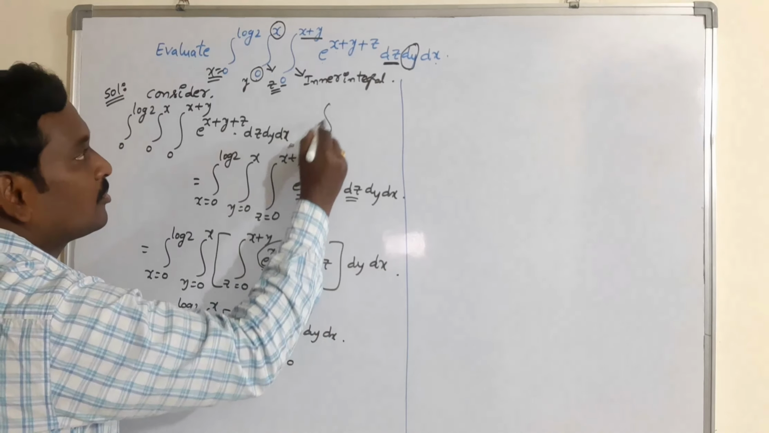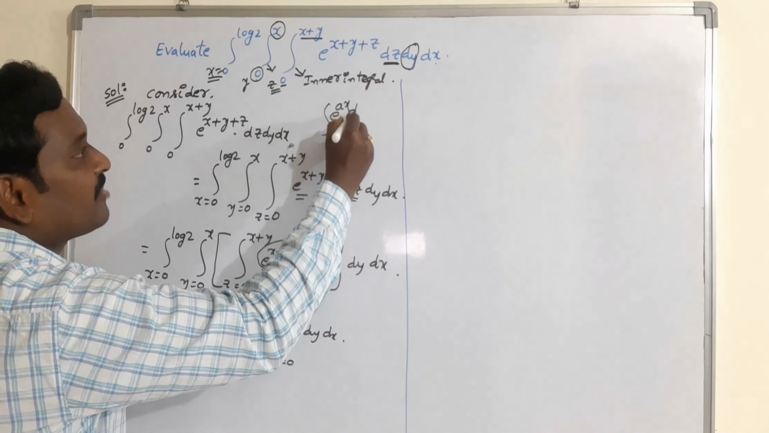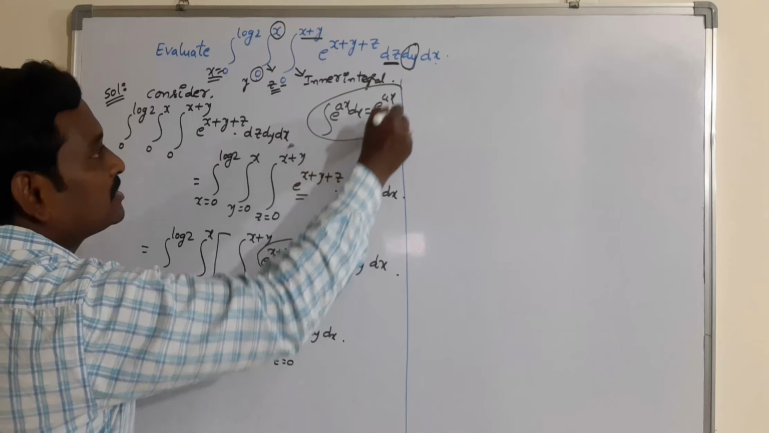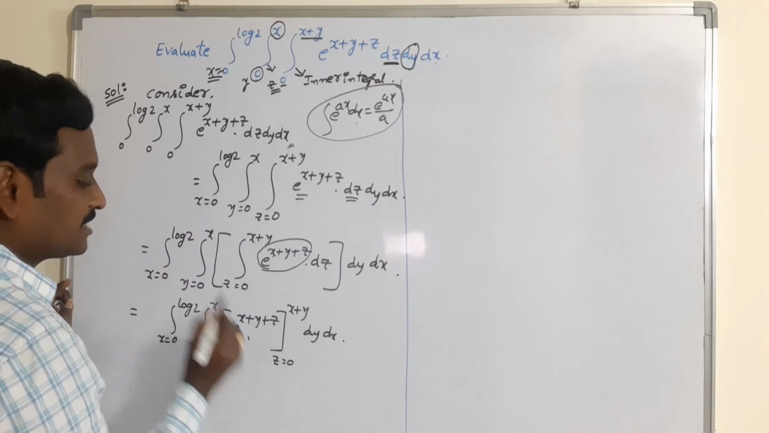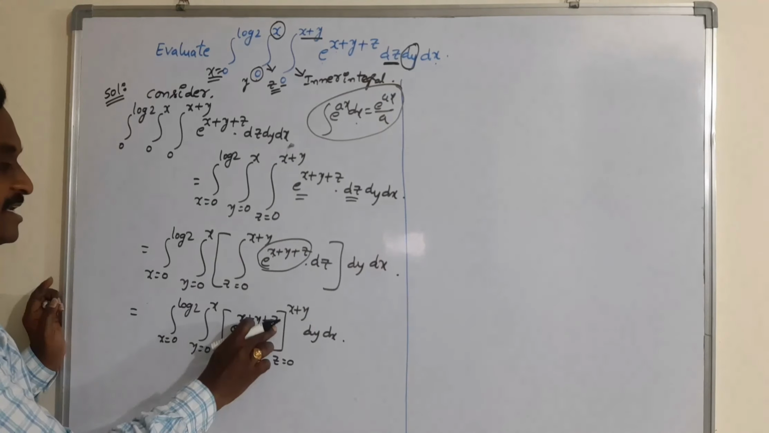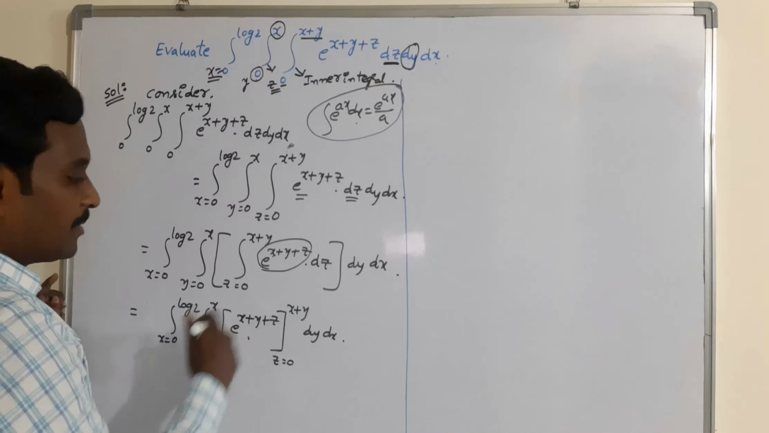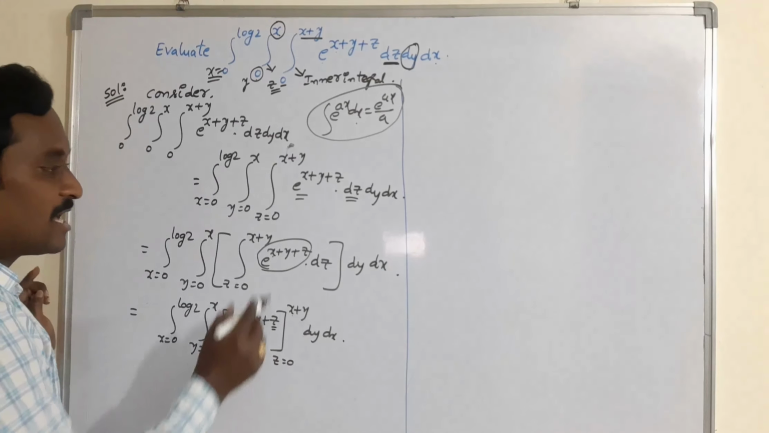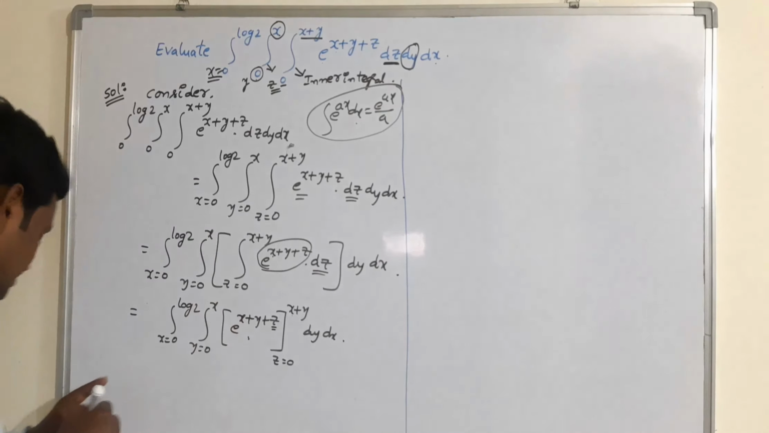Here don't forget one formula: the integration of e power ax is e power ax by a. By using this one I am getting this term. Here the coefficient of z is already 1. Now apply the upper limit. Whenever we have z, replace it by x plus y, since we are taking the integration here with respect to z.